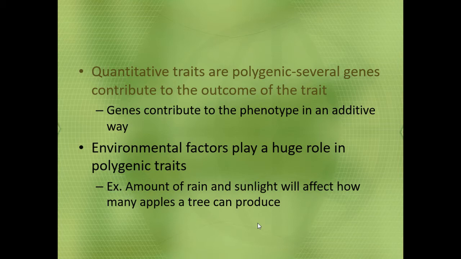For example, the amount of sunlight or the amount of rain will affect how many apples a tree can produce. If you stick an apple tree that's supposed to give off a lot of apples every year and you put it in a desert, well, that tree is not going to do very well just based off of its environment, even though genetically speaking, it is engineered to produce.